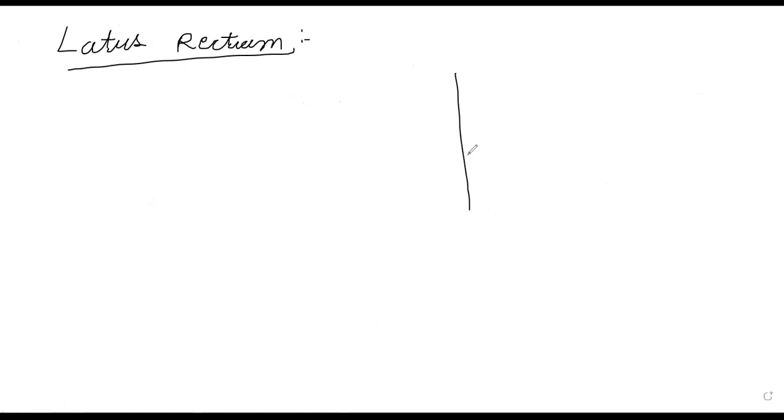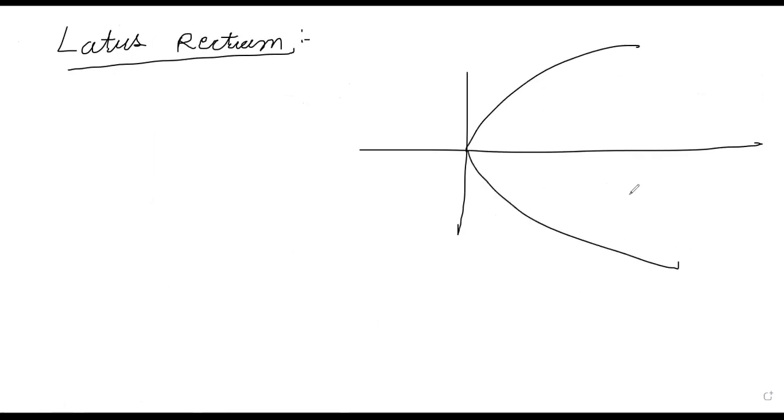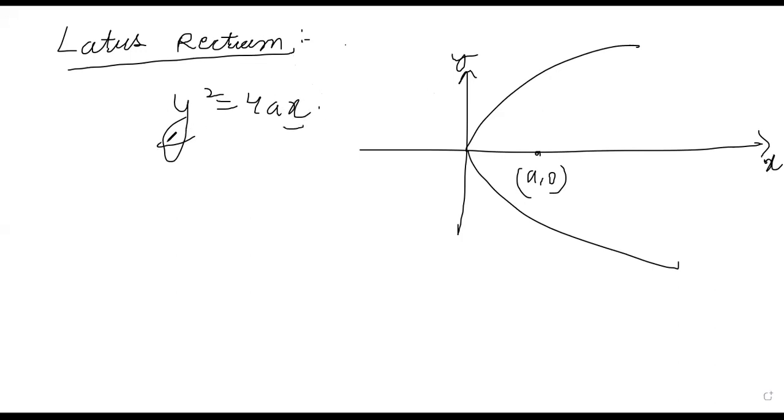Latus rectum is, if we look at the general parabola, what is the formula of this parabola, having focus at a comma zero? This is y square equals 4ax. In these types of equations, besides x and y, nothing can change. But you can see in questions that this 4a part will change the parabola curvature also. So the 4a is the latus rectum, or rather the length of the latus rectum.